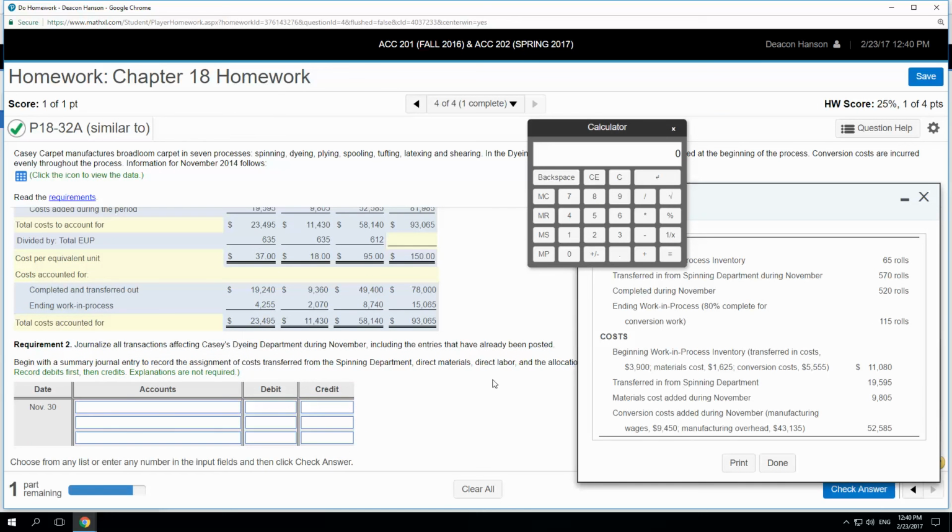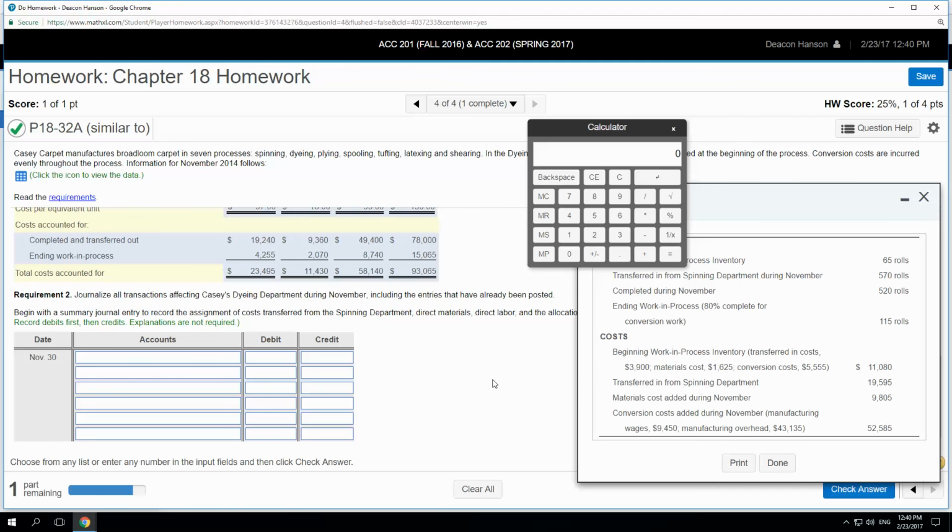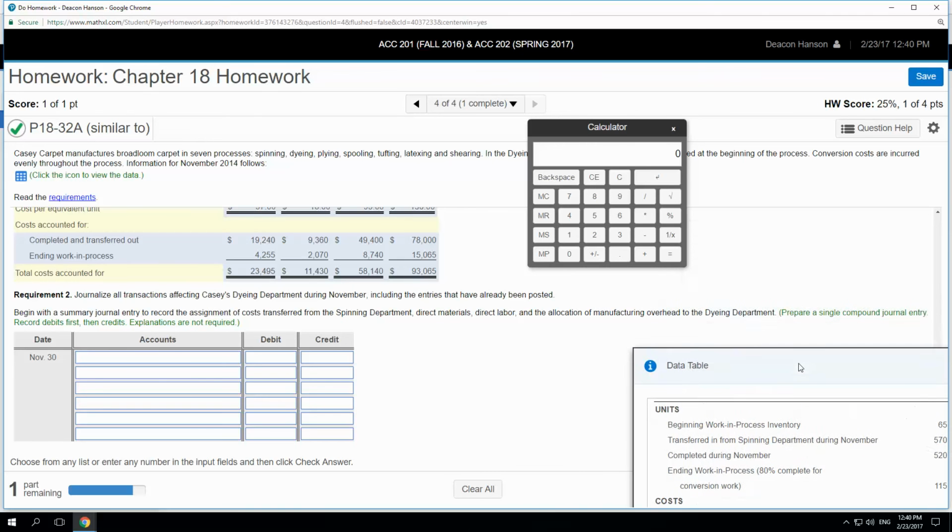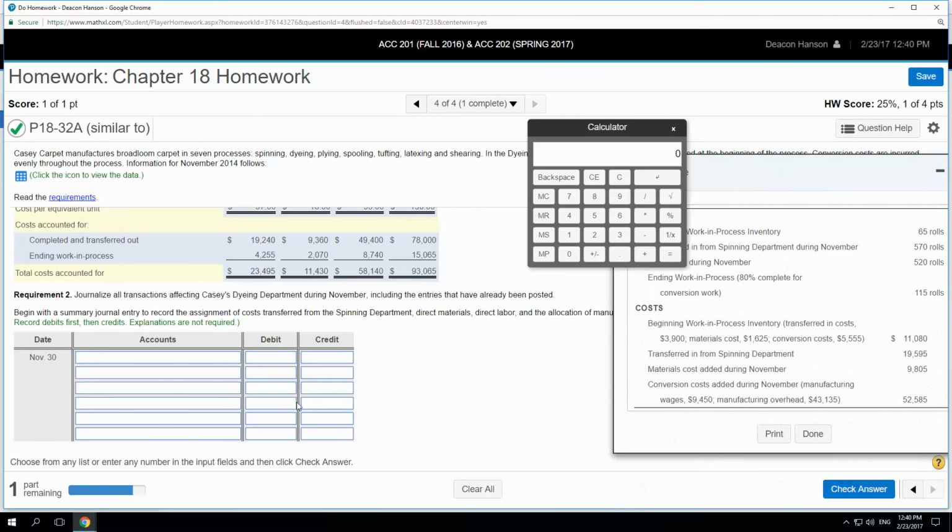Now they want me to do journal entries. So there's really two journal entries that they're asking for. It says do a summary journal entry to record the assignment of costs transferred from the spinning department, direct materials, direct labor, and the allocation of overhead. Okay. So we're in the dyeing department. We're going to book a debit to work in process dyeing, and a credit to the spinning, because we're pulling amounts out of the spinning department.